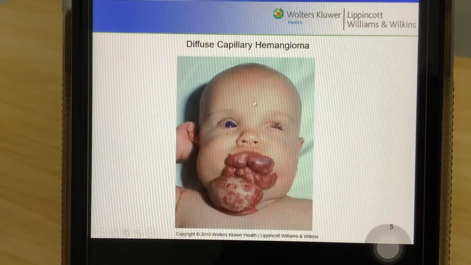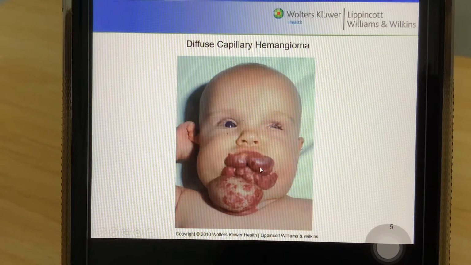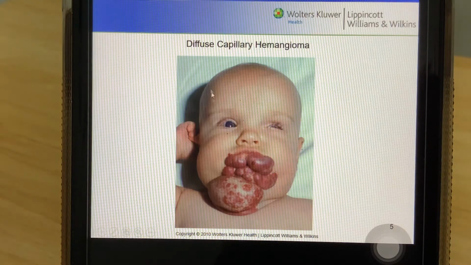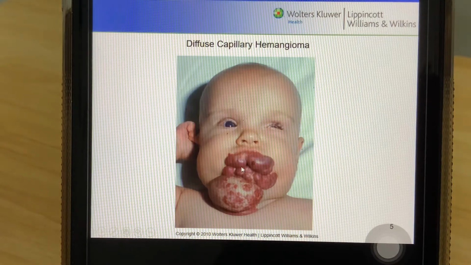How about this one? This is a diffuse capillary hemangioma. These lesions are large and tend to have more secondary problems, such as airway obstruction, ulcerations, and scarring. It is an abnormality associated with more problems, like skull deformities, and look at the eyes. This one is very challenging for anesthesiology because of how we can insert our tubes.